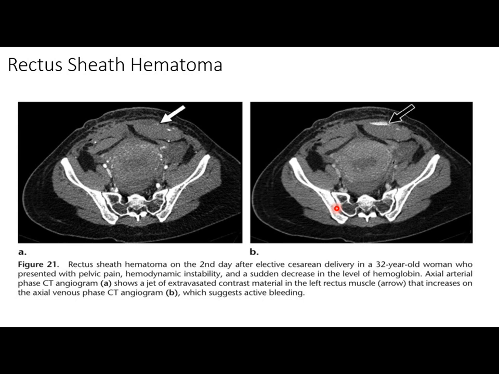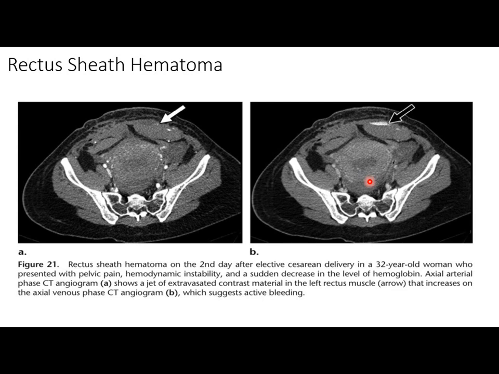Also, we have rectal sheath hematoma. This is a contrast enhanced in arterial phase. There is extravasation of the contrast into the rectus abdominis muscle, becoming more prominent on the venous phase. This is leading to the rectus abdominis. Patient may present with abdominal pain.